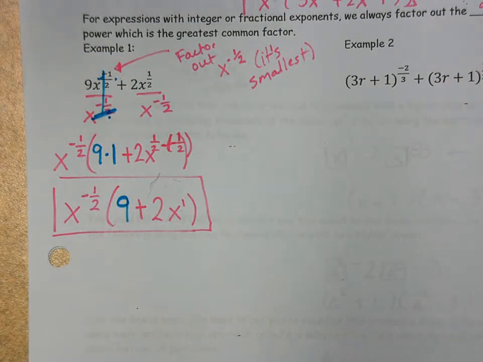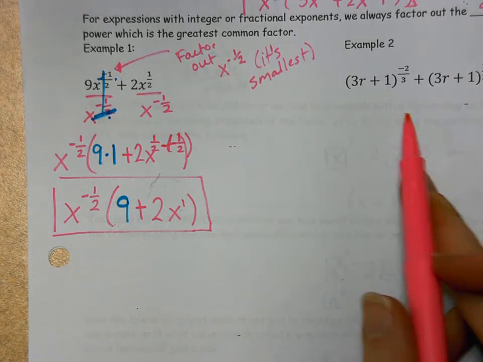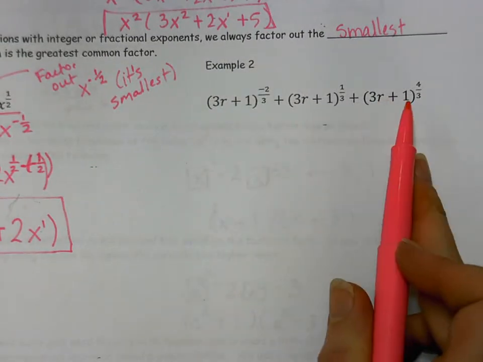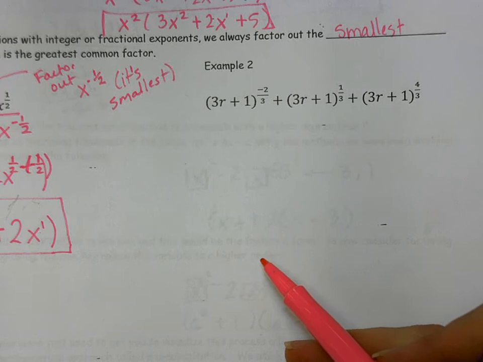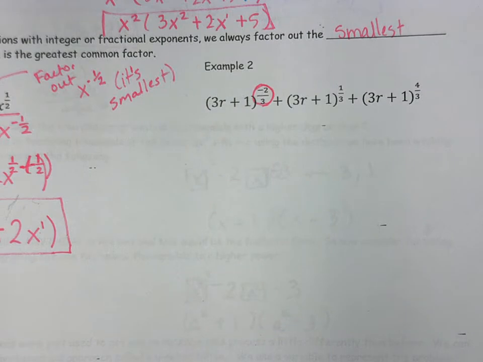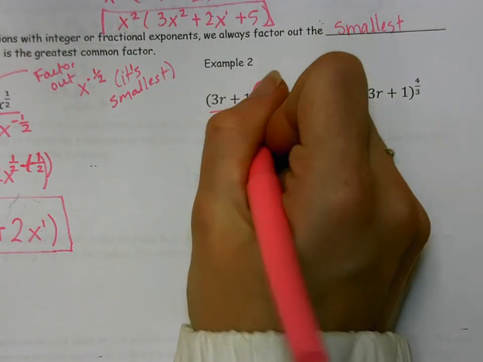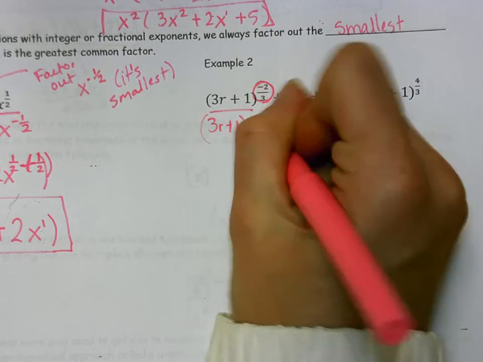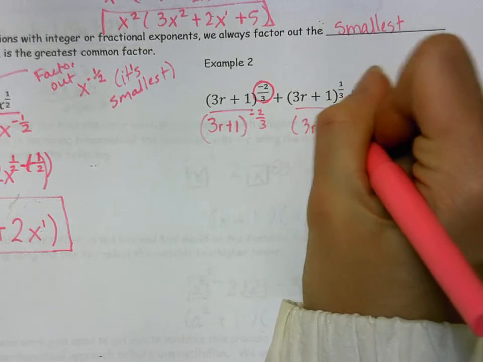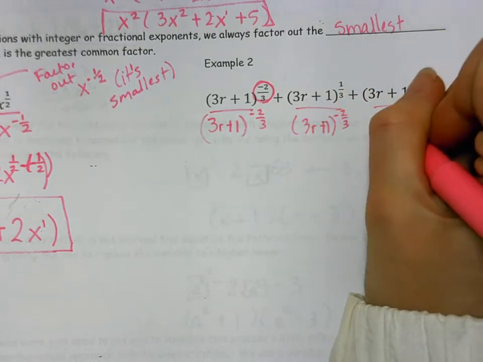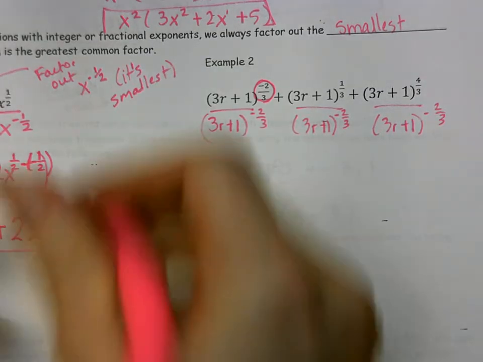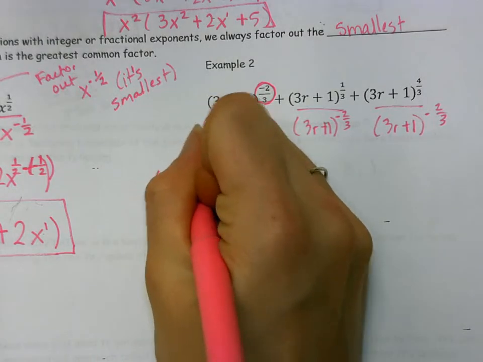All right, let's try example 2. What are we going to factor out? What's the smallest power that you see? The negative 2/3, right? So we know we have to factor that out. So I'm going to divide by 3r plus 1 to the negative 2/3. Divide it into everything because I'm factoring it out of every term. And I bring it out in front because I'm factoring it to the front.